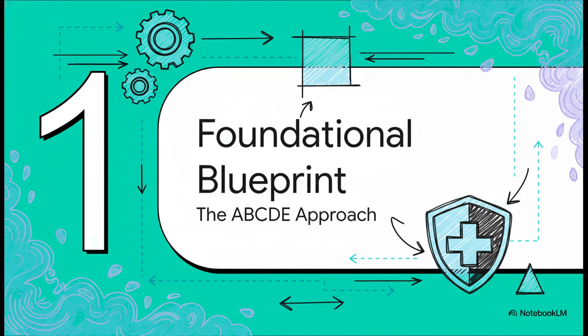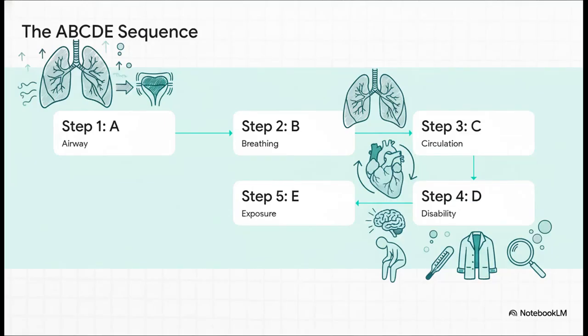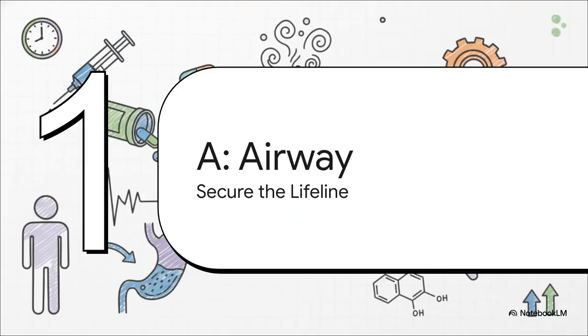The ABCDE approach is the absolute bedrock of emergency medicine. It's a system that's designed to do one thing and one thing only, find and fix the most life-threatening problems first. And the sequence here is totally non-negotiable. We always start with airway, because, let's be real, if you can't breathe, nothing else matters. Then we make sure that breathing and circulation are working. Only after that's sorted do we move on to disability and exposure. Let's break it down.